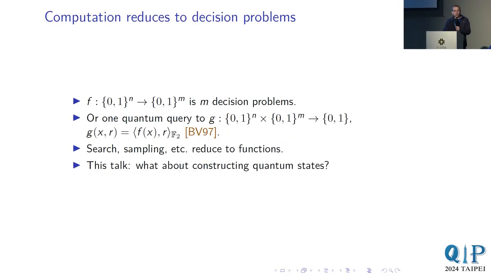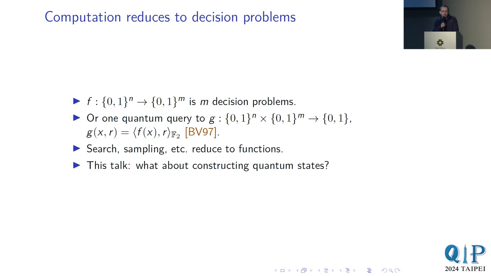Hey, so generally when we talk about computational problems, we can always reduce them to decision problems, so problems with only one output bit. One really basic example of this is a function from n bits to m bits. You can always just compute each of the m output bits individually.